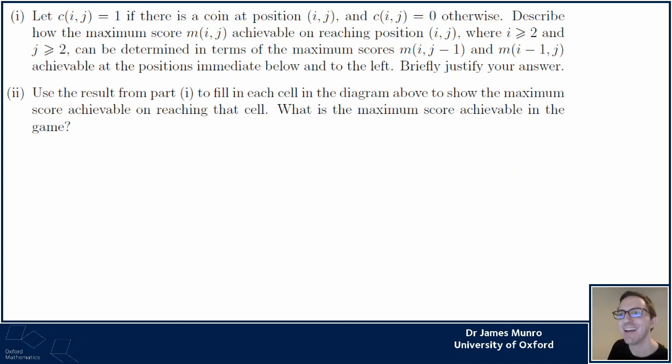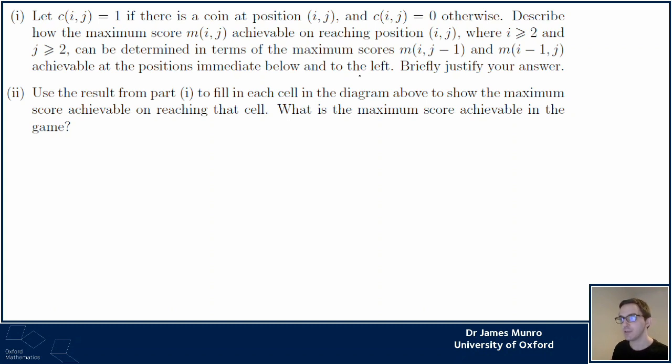Right, okay. The maximum score, Mij, is the maximum score you can get at that position. So it's associated with that particular position. I is greater than or equal to 2 and j is greater than or equal to 2. Okay. Describe how that can be determined. Oh, I see. Describe how this one, with I bigger than or equal to 2 and j bigger than or equal to 2, can be determined in terms of the maximum scores below and to the left.